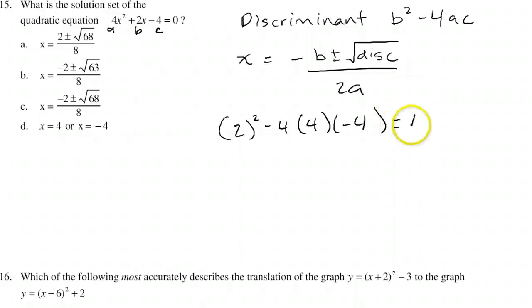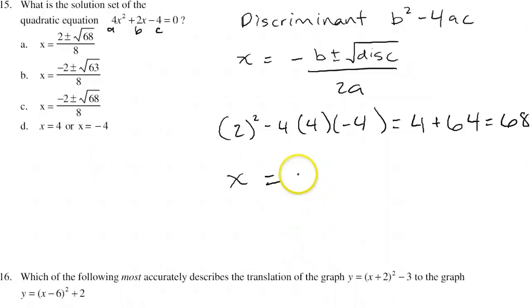And so if I work this out, I get 4 minus 4 times 4 is 16, times negative 4 is negative 64. So I'm subtracting negative 64, or plus 64 basically, which is 68. So that's the part in the square root. The other part is just the opposite b over 2a. So let's put this all together now.